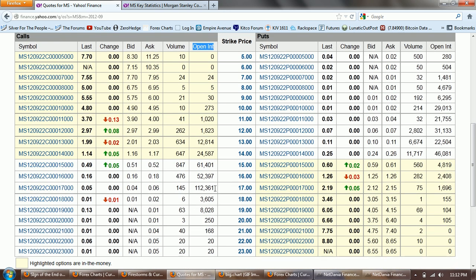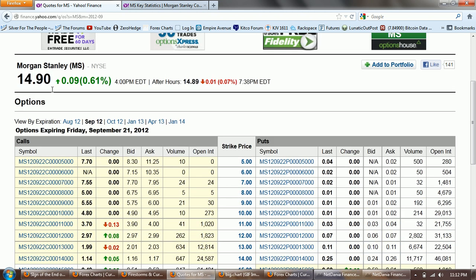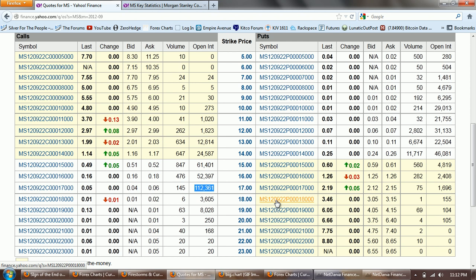You got a very large open interest of 112,000 for the 17s. The price, Morgan Stanley's under 15 right now. Then, of course, the volume, that's going to be the percentage of the open interest that traded that day. You can see with the call options that we have very large open interests here. You can see this one, as I said, over 100,000 with only 145 options trading.